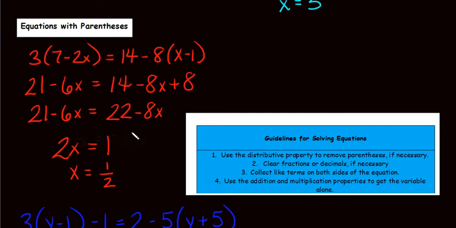Then we know we want to get our constants on one side, our variables on the other side, all our like terms together.